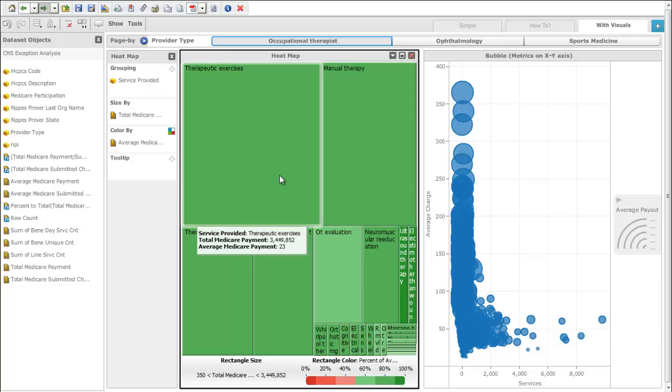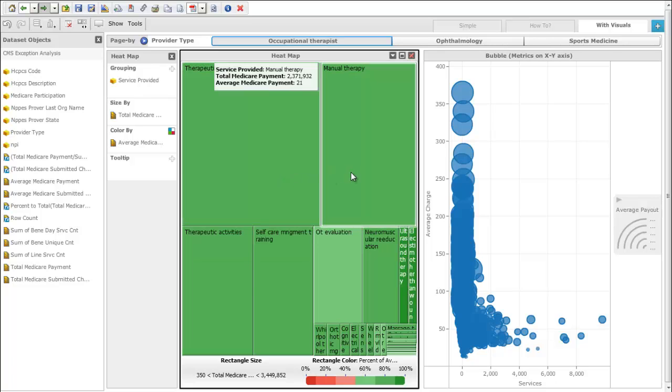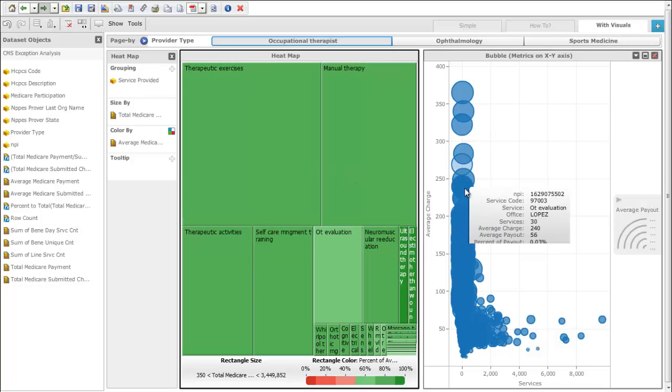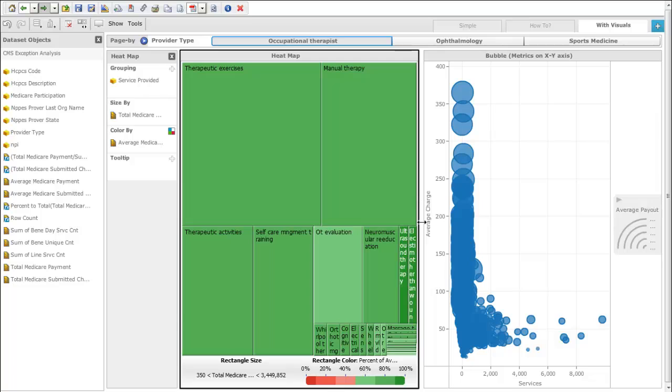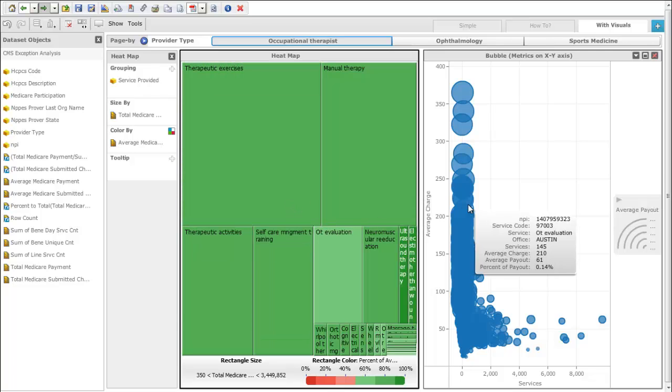Here's an example where my heat map is telling me how money was spent on different services, and a bubble chart that shows me prices charged and the number of services on a scatter plot. If they're not tied together, it's like looking at two totally different stories. Here are trends in spending, and here are trends in offices.